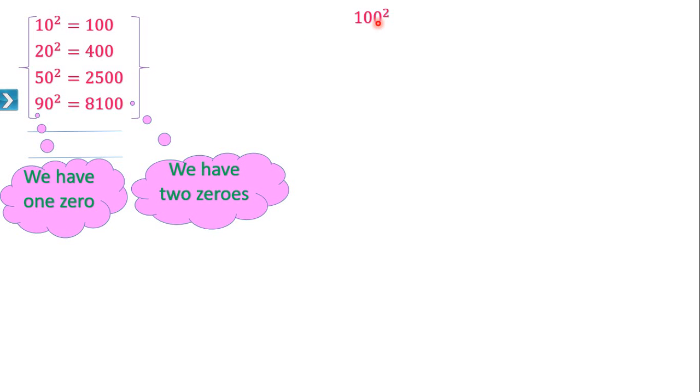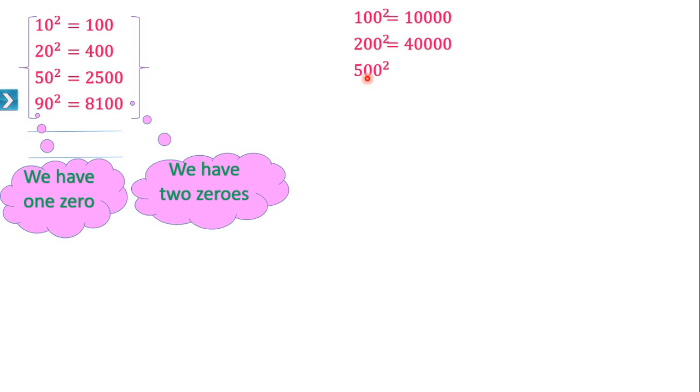Now see here, if a number ends with 2 zeros, then its square ends with 4 zeros. See here, 2 zeros, 4 zeros. 100 square is equal to 10,000. 200 square: 2 square is 4. Here we have 2 zeros at the end of the number. Its square will have 4 zeros. See here, 1, 2, 3, 4. So 200 square is equal to 40,000.